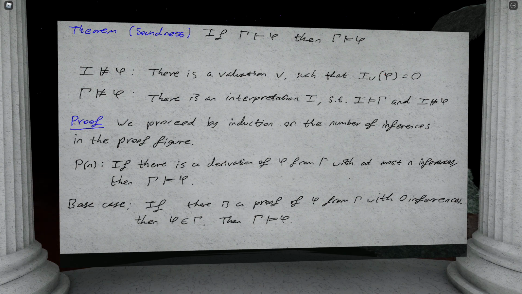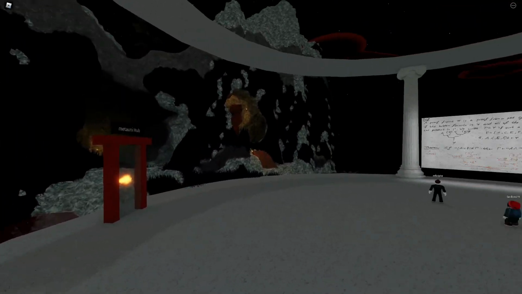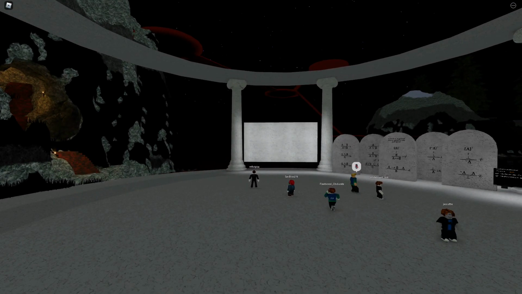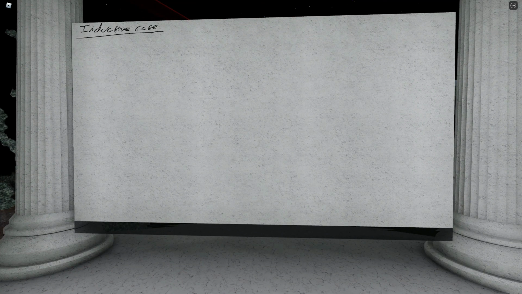I'll move on to the next cases here. Okay, so here's my inductive case. So I don't have to write again, I'm going to say just suppose P of n. So I'm supposing that if I have a proof of phi from gamma with at most n inferences, I can deduce that gamma entails phi. And so now I get to my inductive case.